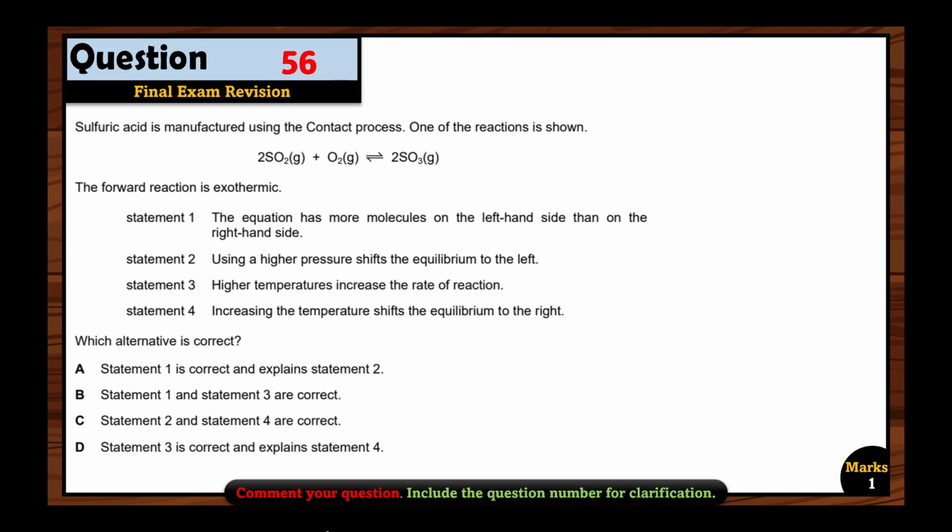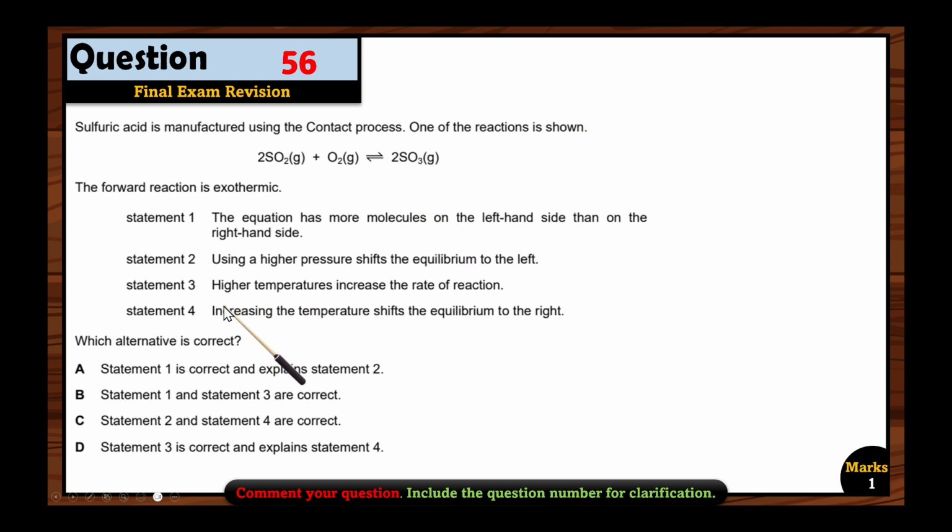Question 56. Sulfuric acid is manufactured using the contact process. One of the reactions is shown here. The forward reaction is exothermic. Let's see now one by one these statements. The equation has more molecules on the left hand side than on the right hand side. Yes, that is true. Using a high pressure shifts the equilibrium to the left. If you use high pressure, it will move towards the right because we have fewer moles. So this statement is wrong.